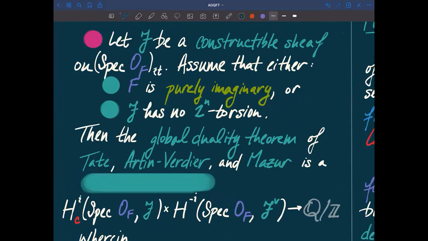But here's the story. If we have a constructible sheaf F on the arithmetic site of Spec OF, then we're going to get a three-dimensional duality. But in order to state this three-dimensional duality, I have to make a couple of slightly awkward assumptions. I have to assume either that F has no real places, so that F is purely imaginary, or else that our sheaf doesn't have any two torsion. One of these needs to be true for what I'm about to say next.